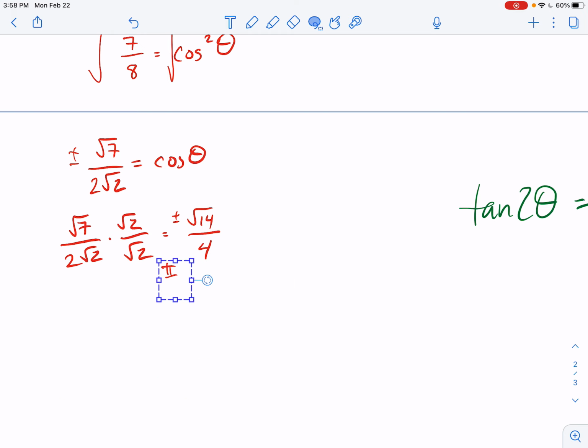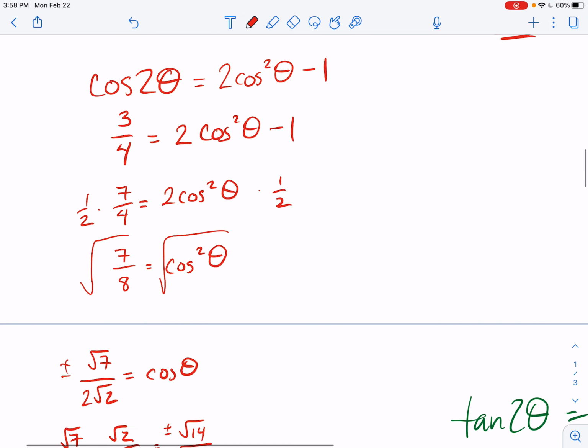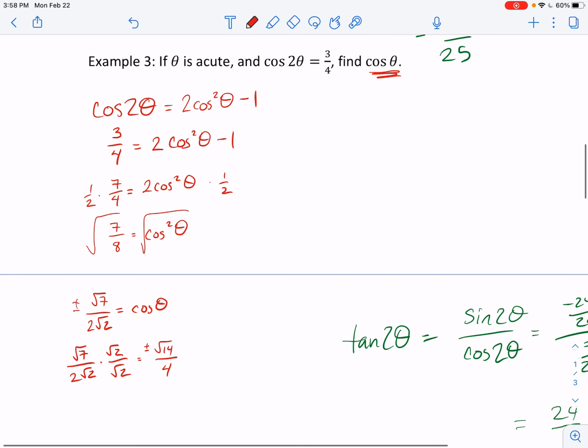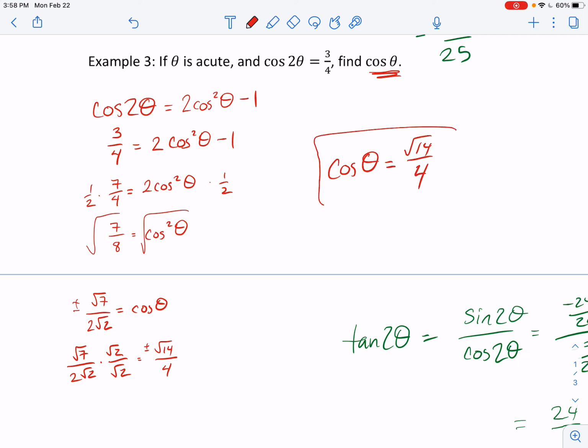So I don't want both the positive and the negative because they told me that theta is acute. So find cosine of theta: cosine of theta is equal to √14/4. And there we go.